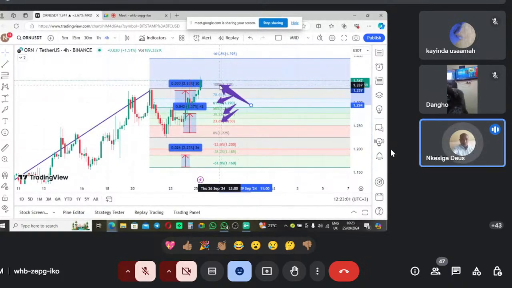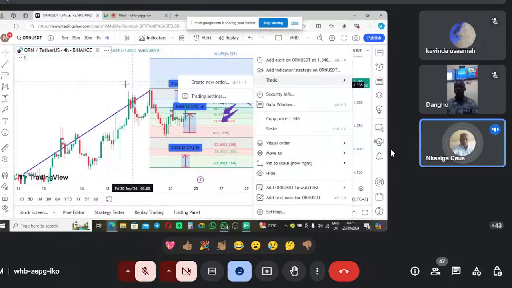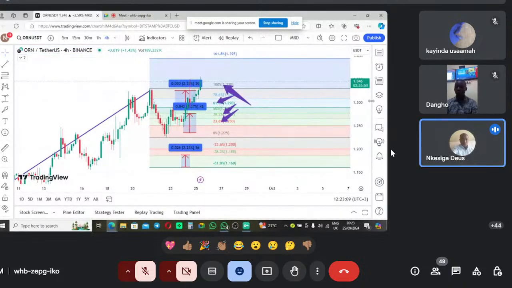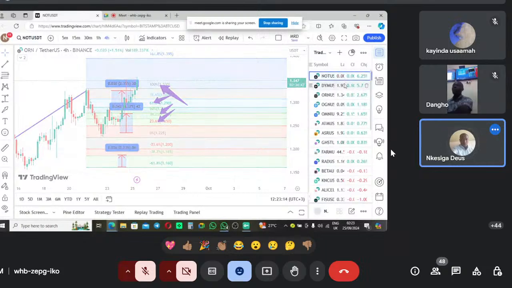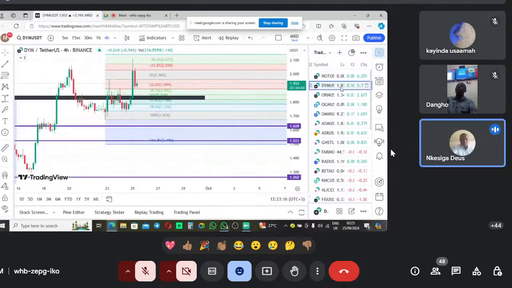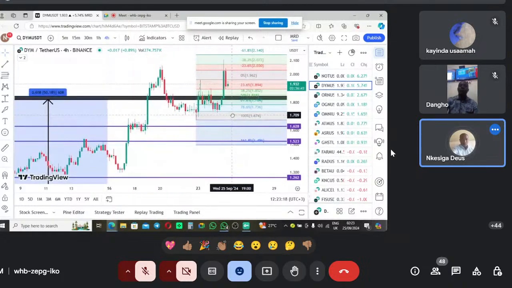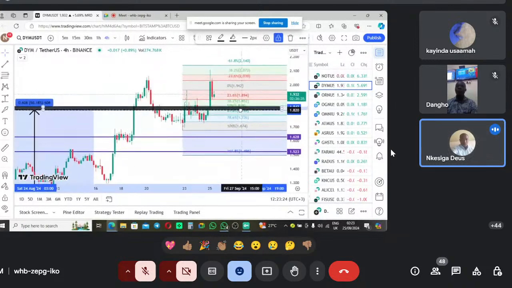Then 100 will also be at the top, as you can see. So let us get another coin which is in an uptrend, and we can see how to trade that coin. For example, let me get another one. Okay, good. So this coin is called DYM. This coin called DYM, it is in an uptrend.